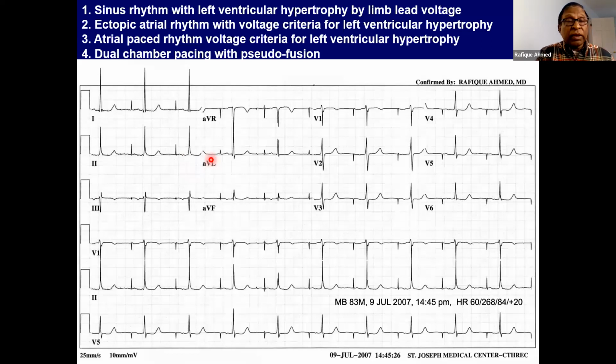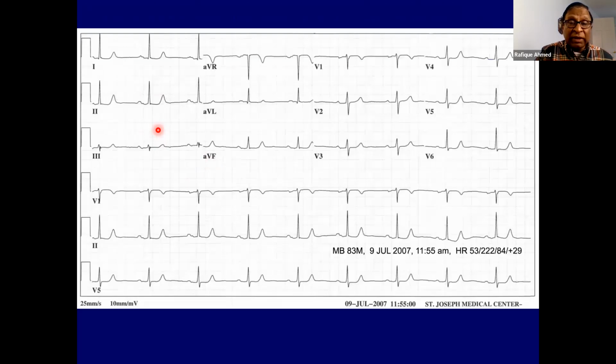So those are the things that you look at. Thank you. So pseudo fusion means there is a pacing spike, but it did not capture the ventricle. It just conducted a QRS complex. And this is the same patient when it is not pacing. It's just dual chamber, sinus rhythm with conducted PR interval.